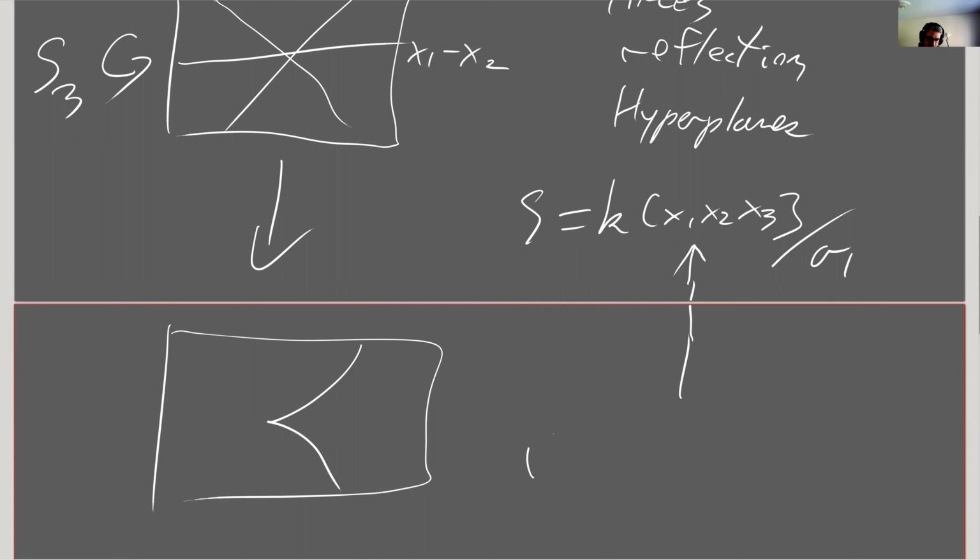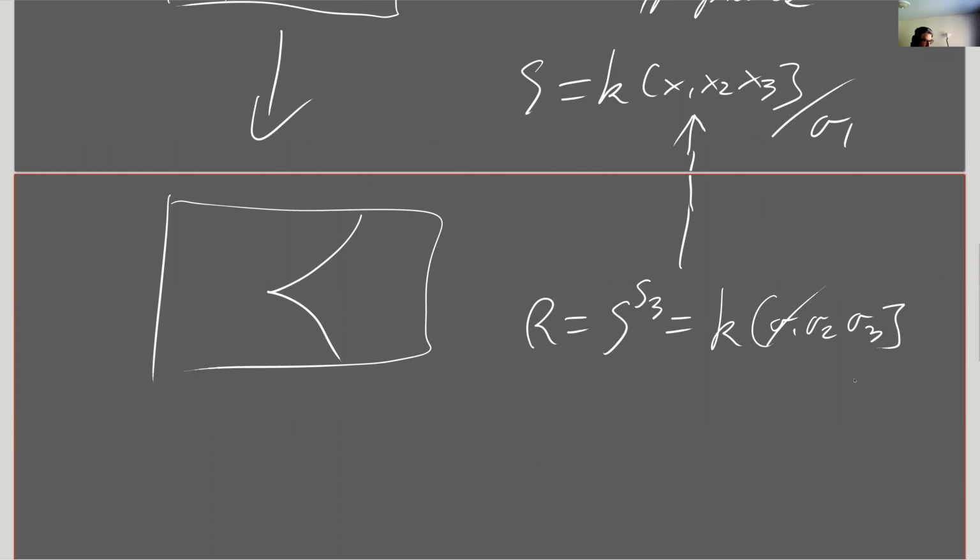R is going to be S fixed by S3, the fixed ring. And we all know that's K adjoin sigma 1, sigma 2, sigma 3. But of course, we're killing sigma 1. And that's all well known. And so the cuspidal cubic I drew there is the image. The discriminant, delta, is going to be minus 4 sigma 2 cubed minus 27 sigma 3 squared, and this is the discriminant.